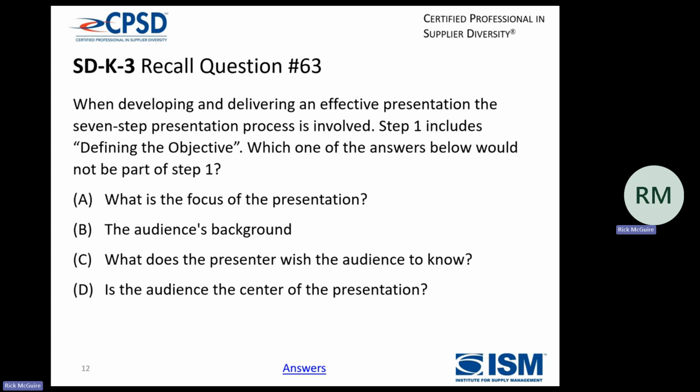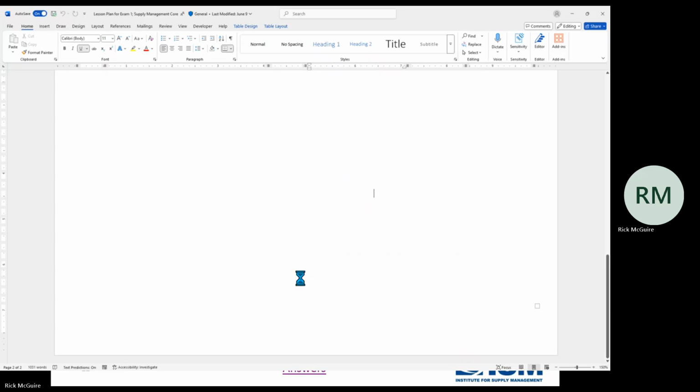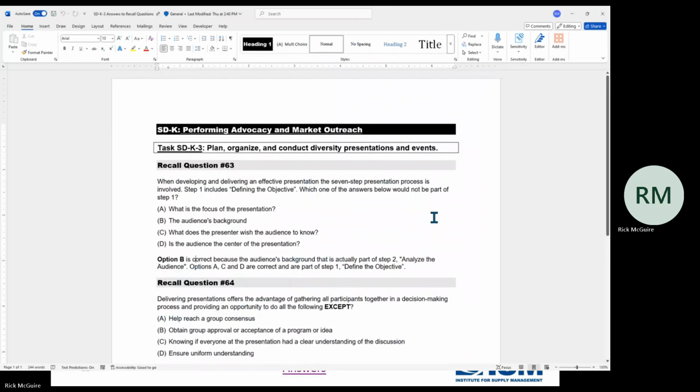Step 1 includes defining the objective. Which of the answers below would not be part of step 1? What would not be part of defining the objective? What is the focus? No, you'll need that. The audience's background, maybe not. What does the presenter wish the audience to know? You need that. Is the audience the center of the presentation? I would say it's got to be B. It is.